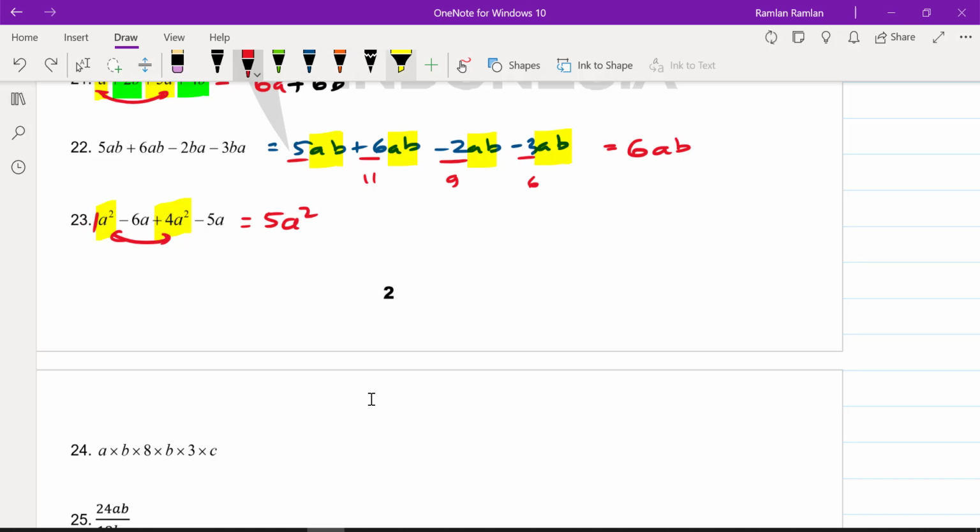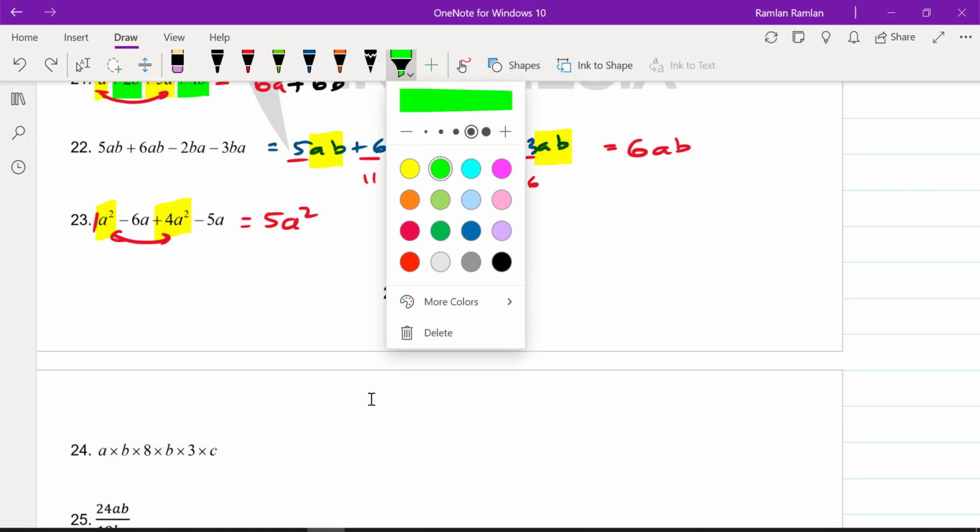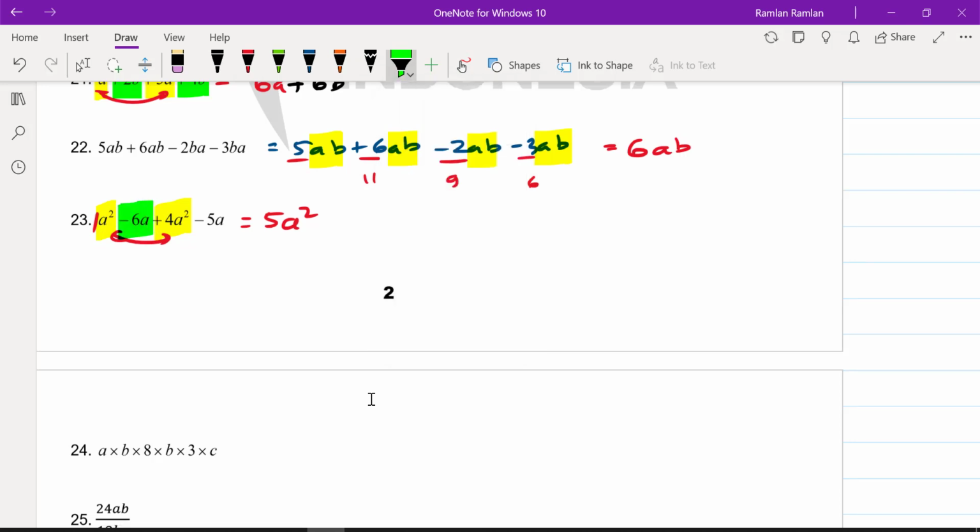And then the next one is minus 6a. Remember that we have this minus in front of the 6 and also minus in front of the a. So pay attention to that. So minus 6a and then minus 5a, there'll be minus 11a.